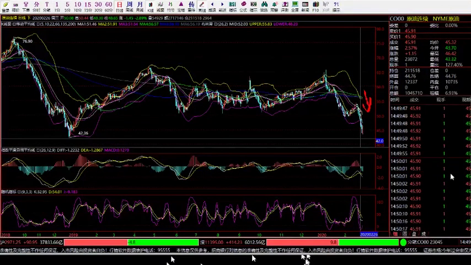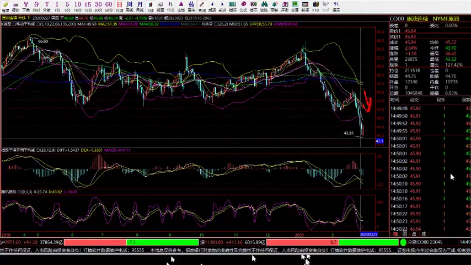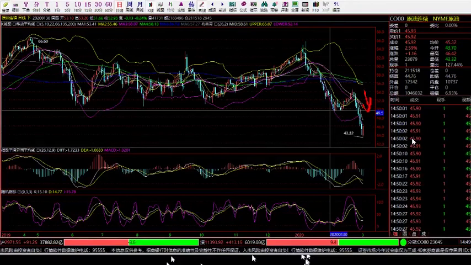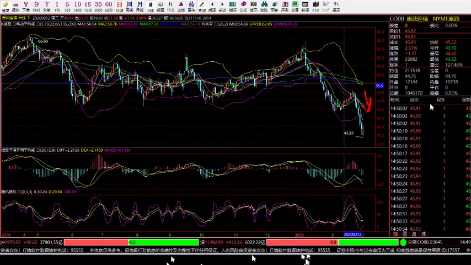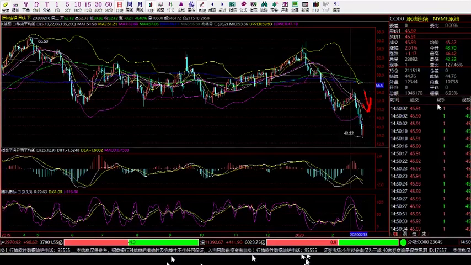So in this area between 42 and 45, you can probably buy for a medium-term or long-term trade. The pressure above is just around 50. Above 50, the pressure will be the 200 moving average line at 56. In the long term, for sure the oil price will increase. Now the price is below 50, so 44 or 45 is the best chance to buy for a long-term trade.